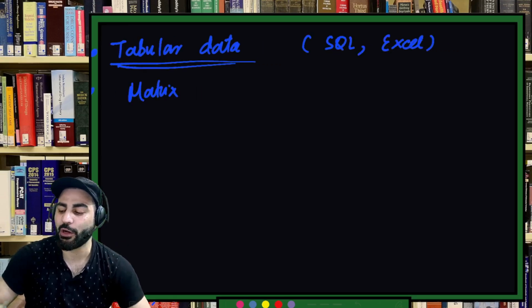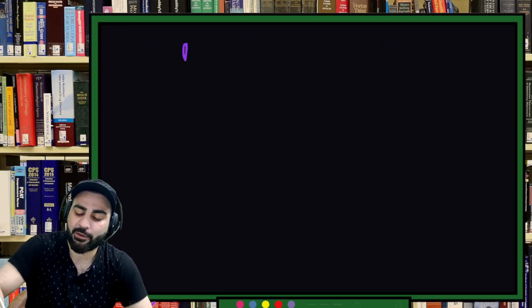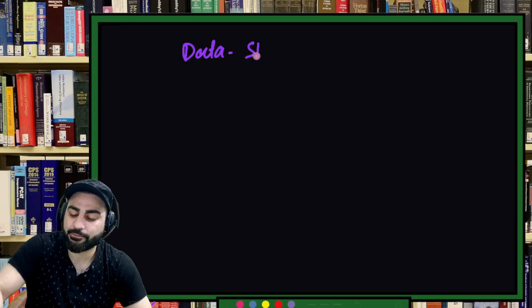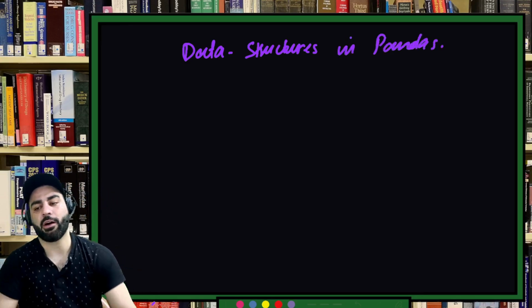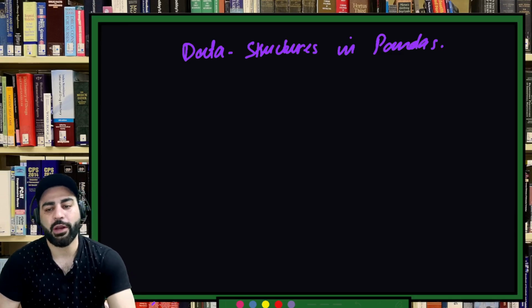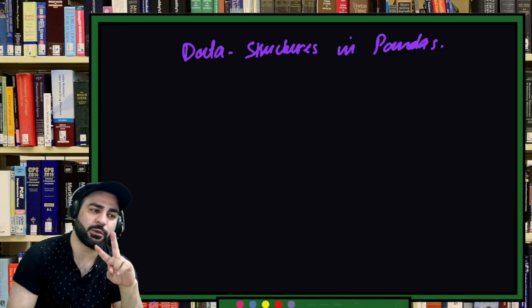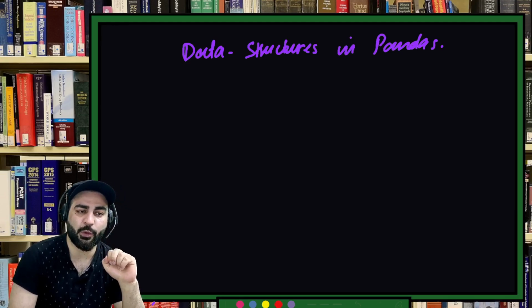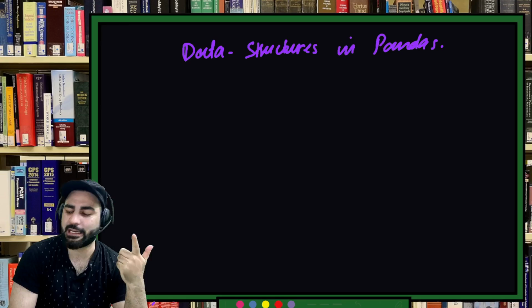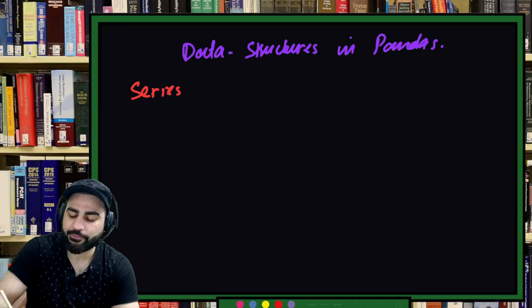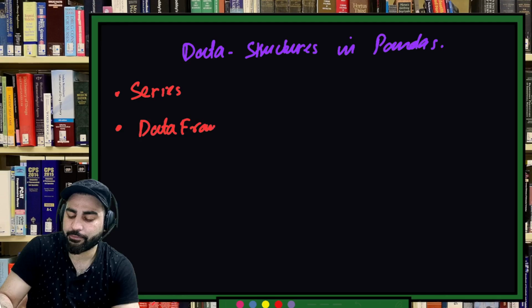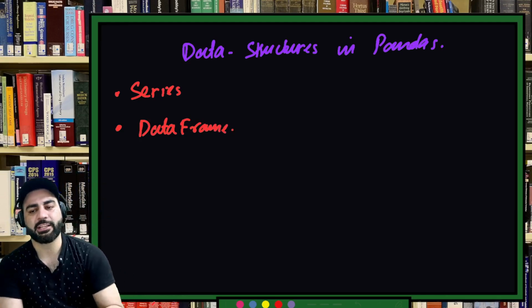Now we'll directly go to the data structures in pandas. That's what we'll first go with. In pandas, there are two important data structures. One is called Series and the other is called DataFrame. So these are the two data structures which pandas has.